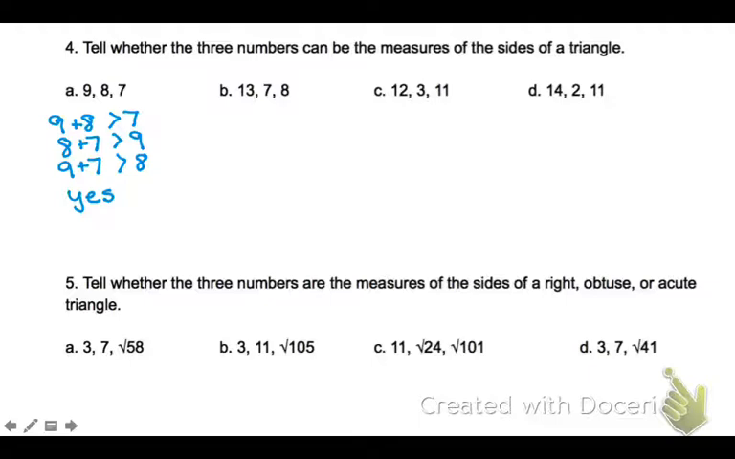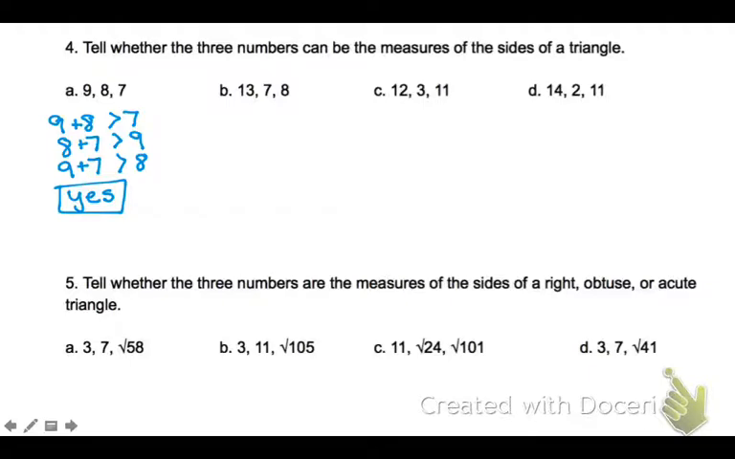Okay. So make sure you write that yes. If you just write the numbers, I won't know if you have interpreted that correctly. So make sure you write yes or no, whatever the answer is.